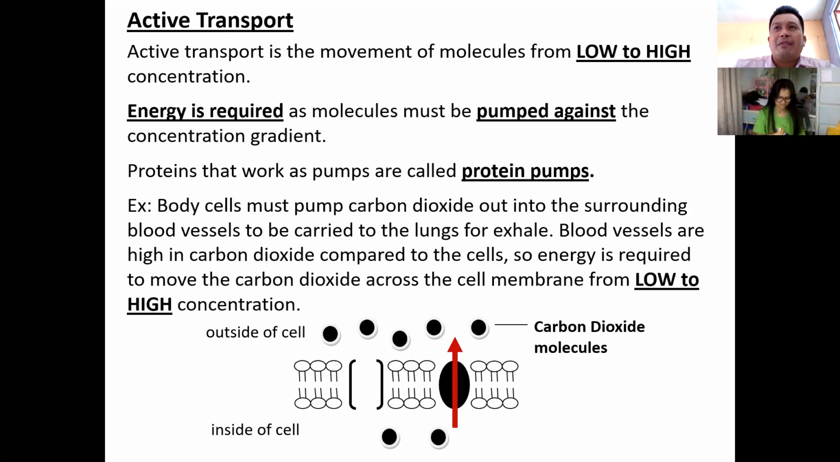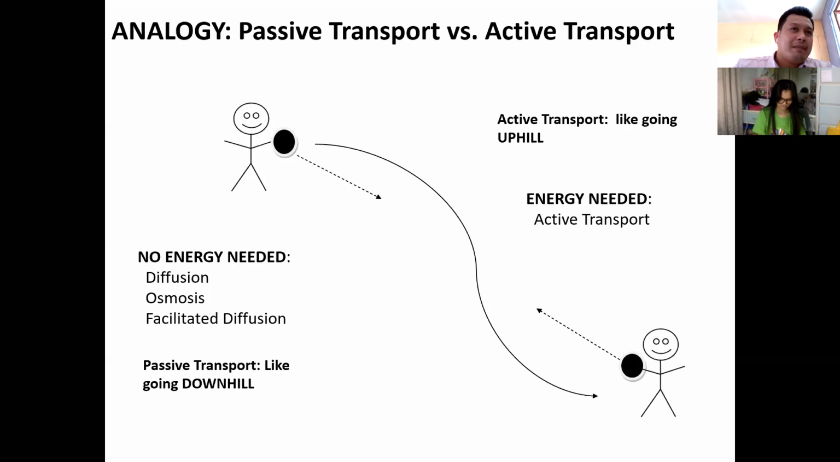So this is the analogy of passive and active transport. For passive transport, you just have to go downhill. Without energy, you just follow the rules of gravity. But with active transport, it's like going an uphill battle, wherein you need energy to climb the steps of that hill. In passive transport, you just follow the rule of gravity. And that rule of gravity is what we can consider as the concentration gradient.